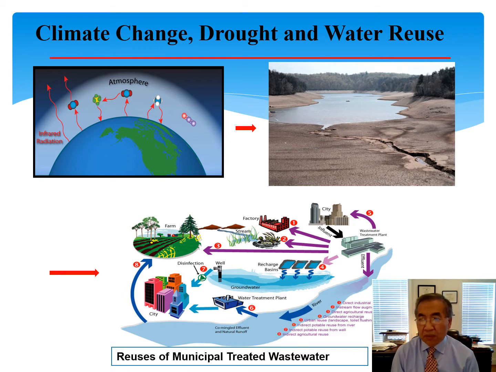Now this tells you that the drought situation creates not much water resource we can use, as shown in the picture of the lake. However, if we can reuse it, the diagram below shows a wastewater treatment plant. They can supply reclaimed water to the factory, to the farm, and to recharge groundwater, which can be pumped out and reused by the city for other activity.